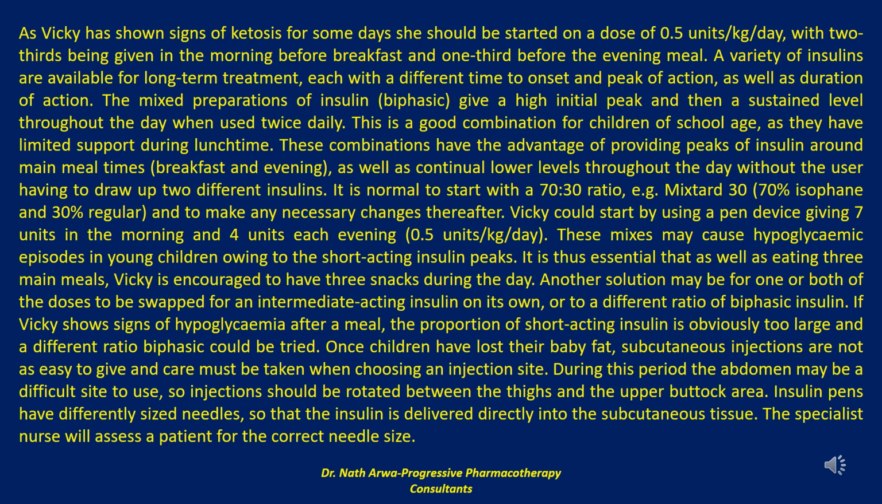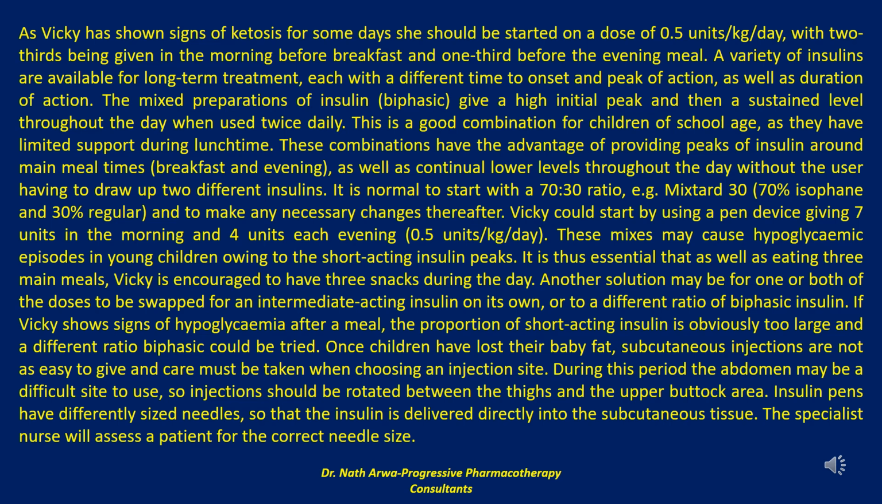It is normal to start with a 70-30 ratio, e.g. Mixtard 30: 70% isophane and 30% regular, and to make any necessary changes thereafter. Vicky could start by using a pen device giving 7 units in the morning and 4 units each evening, 0.5 units per kilogram per day.